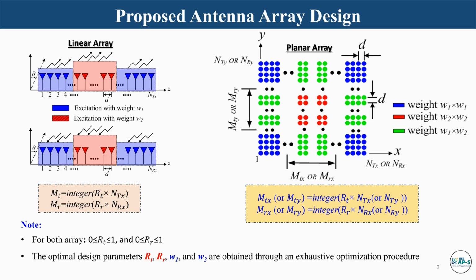The sum of the elements in the center of the array that are excited with higher weights are determined by the following equations, while the remaining adjacent elements are illuminated with lower amplitude weights. Therefore, the number of elements that are excited with lower and higher amplitude weights and their respective values are determined by using an exhaustive optimization procedure.